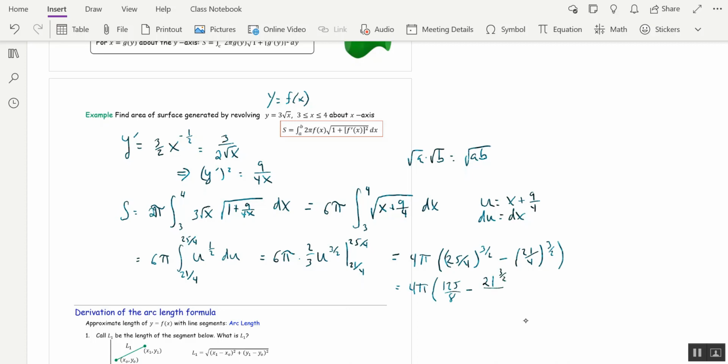But the denominator, 4 to the 3 halves, we can do. That's 8. So now pull the 8 out and we get pi over 2, 125 minus 21 to the 3 halves. And that truly is as far as I can take it without a calculator.